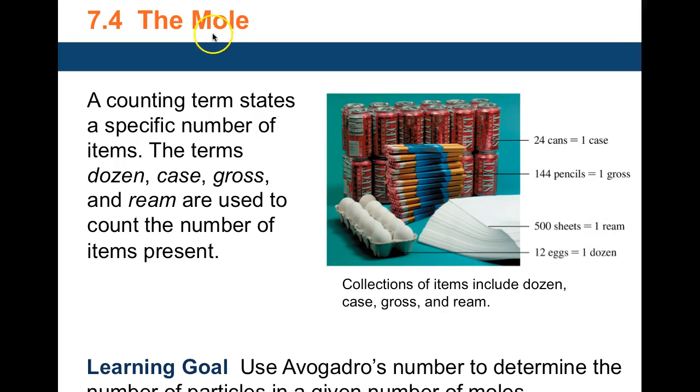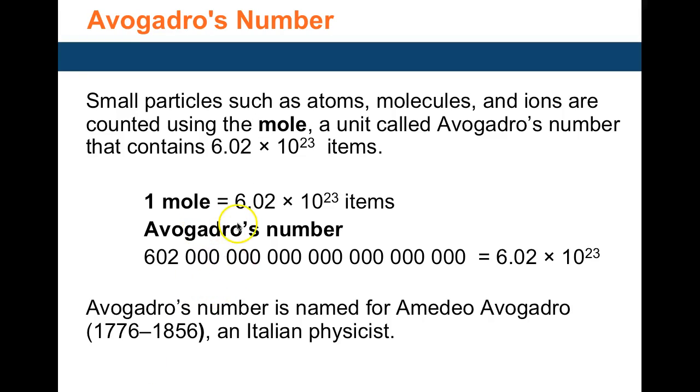The mole is one such quantity in chemistry, which helps to simplify things. And the number associated with the mole is 6.02 times 10 to the power 23. This is also referred to as the Avogadro number. And if you write out all those zeros, that's a lot of zeros, a really big number.